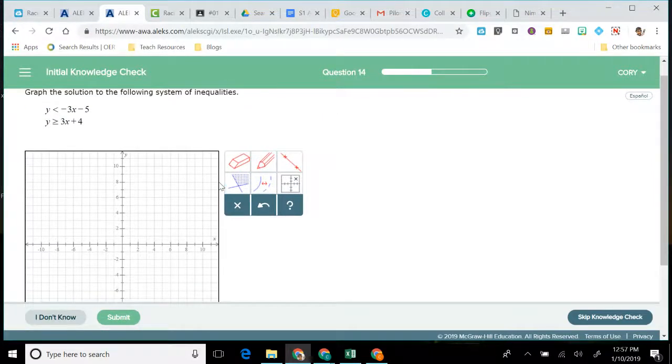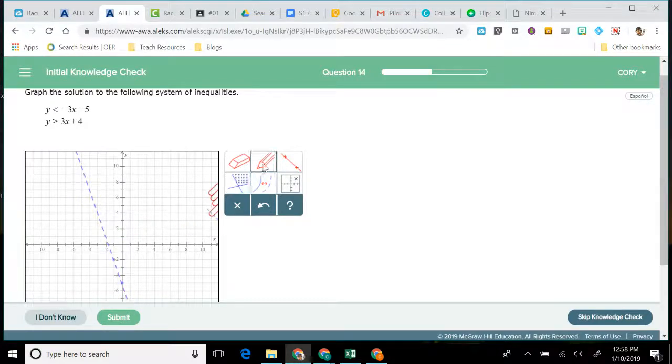Okay, I like this one. This is graphing inequalities. You graph it just like you would graph a line, but you have to shade it. That's going to be a dotted line. It's a dotted line. Oh, okay. So graph the line. This is the first equation. I got to make it dotted.